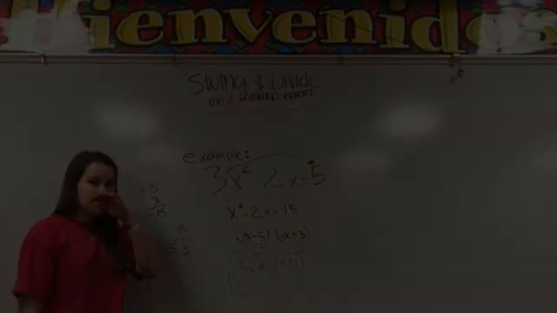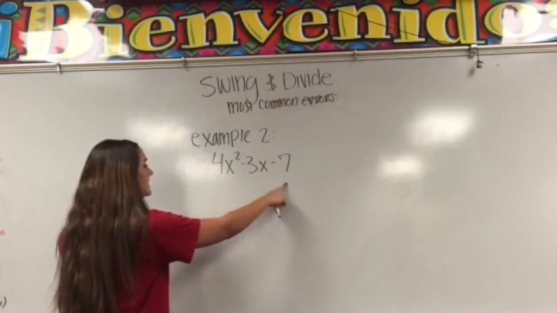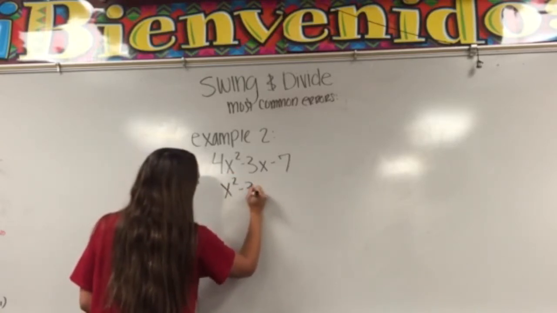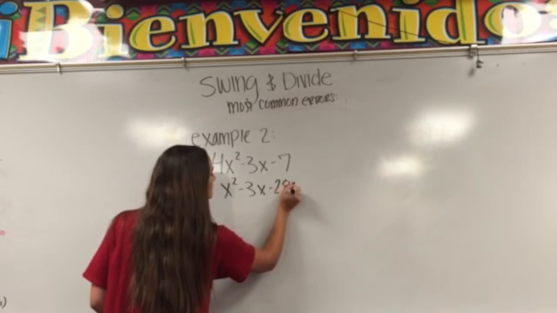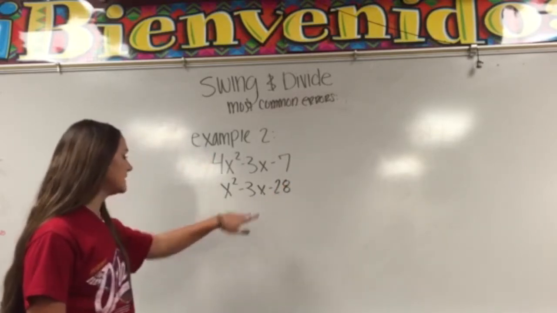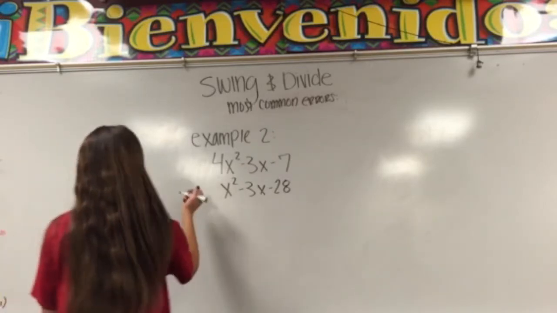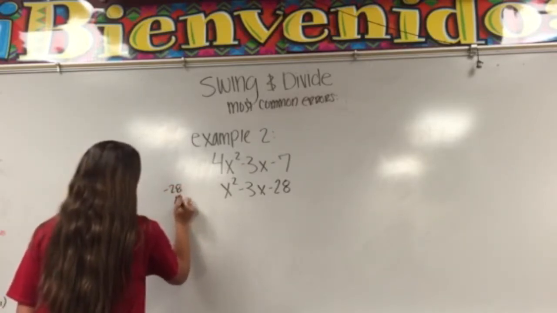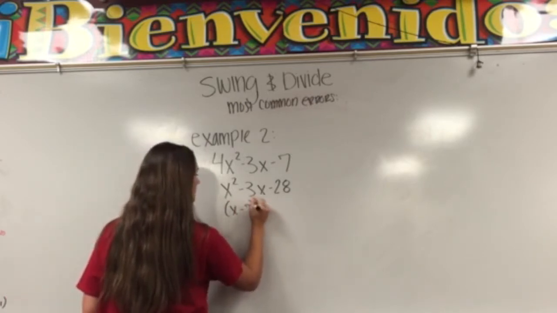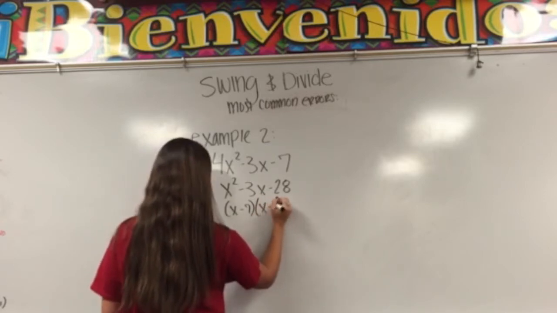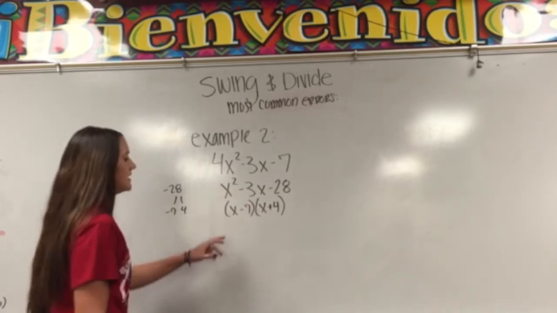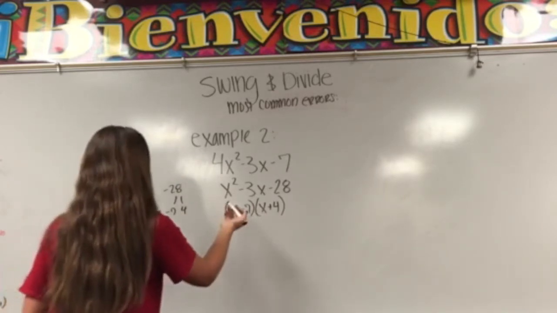Okay, so first you're going to do 4 times negative 7, which is negative 28. And then you're going to find two numbers that multiply to get negative 28 and add to negative 3. And that would be negative 7 and 4. Negative 7 times 4 is negative 28, and negative 7 plus 4 is negative 3.